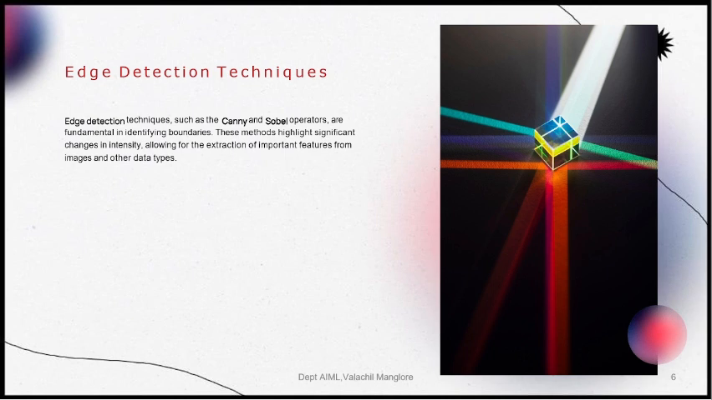Next one, some advantages. Accurate object localization: boundary following provides precise information about the location and shape of objects in an image. Efficient representation: it reduces the dimensionality of the image data by focusing on essential structural details, making it computationally efficient. Scalability: boundary-based methods can handle images of various resolutions without significant loss of details.